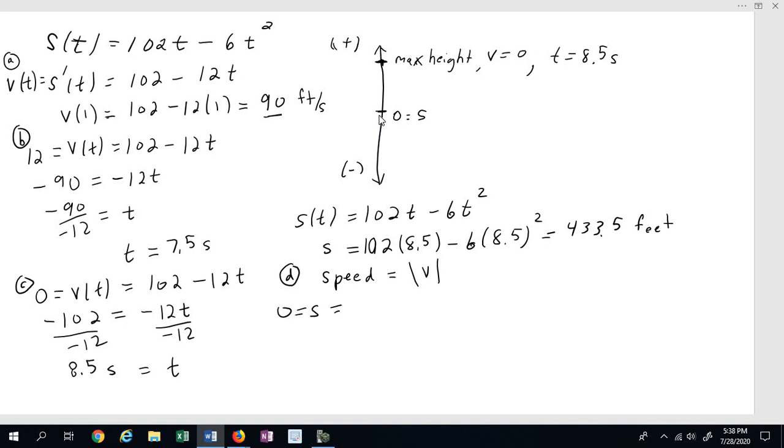Okay, so we're going to set s equal to 0 because that's where the object is going to hit the ground. It's going to be in a position of s equal to 0. And then my position function is 102t minus 6t squared. Then we're going to solve for t here.